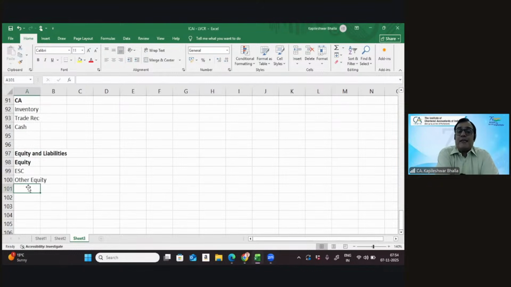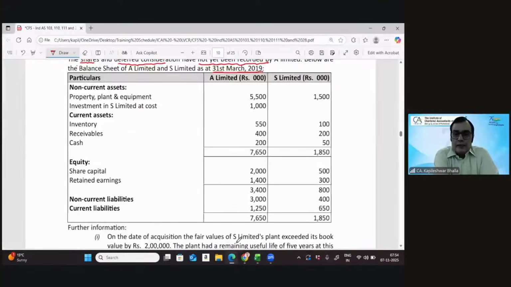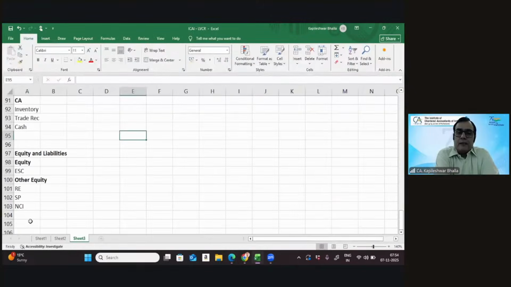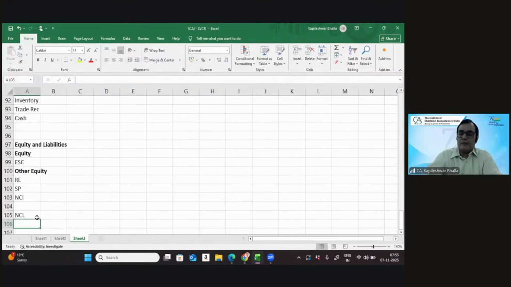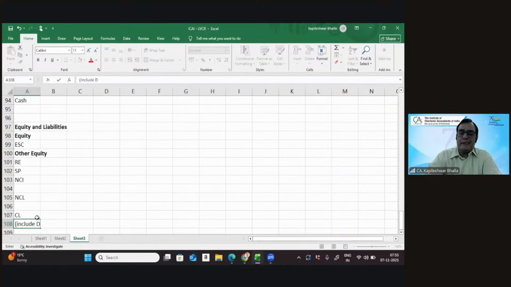Okay. That's right. In the other equity, you've rightly given, we're going to consider retained earnings, we're going to consider share premium, and we're also going to consider another important element, and that is NCI. Because when you consider the other equity, you also need to consider the last item as NCI. And there is non-current liability and current liability. So we'll take the non-current liabilities. And we've got the current liabilities as well. In the current liabilities, we'll also include DC, lest we forget.